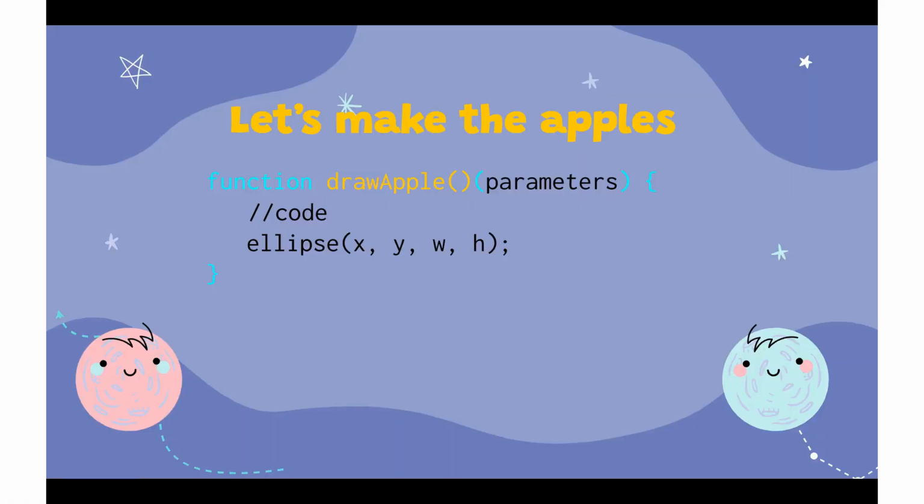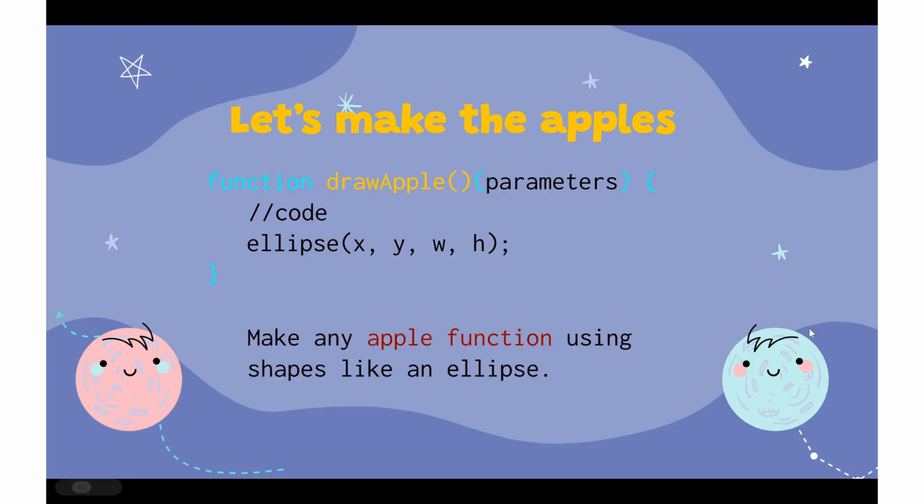So let's make the apples. You can make a new project inside of Khan Academy. We are going to make a new function called drawApple. We're going to have some parameters, and we're going to use shapes like an ellipse. You can pause the video and try this out yourself, and then resume the video once you are done.